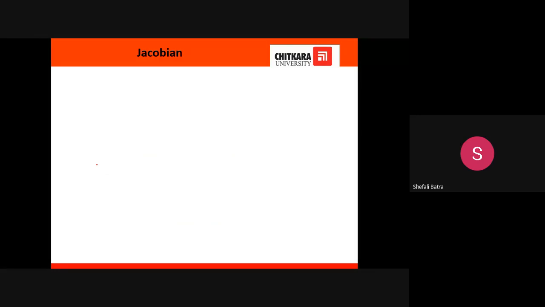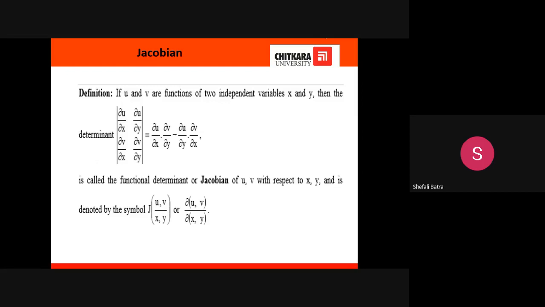Now come to the next, that is Jacobian. How to define the Jacobian and where we use the Jacobian. Whenever we use a transformation of variable, let's say I'm converting my Cartesian coordinates into polar coordinates. Do you know what Cartesian coordinates and polar coordinates are? Okay. If I'm writing anything in terms of x and y, these are your Cartesian coordinates.